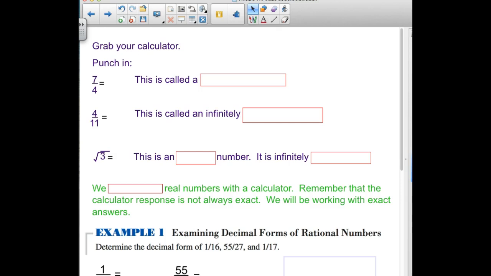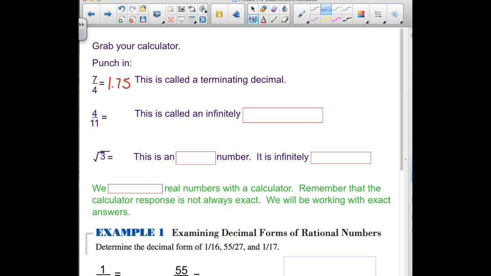The first one is to just type in 7 divided by 4. All right, this is a terminating decimal. You should be getting 1.75 on your calculator. Okay. If you type in your calculator 4 divided by 11, you should see 0.363636 repeating. All right, so this is a repeating decimal.